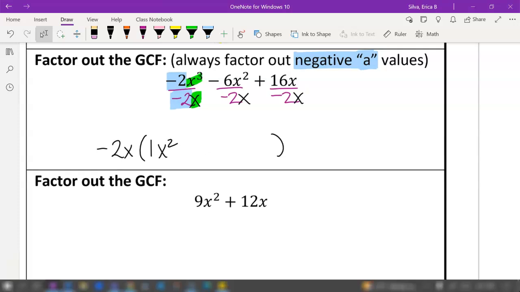Let's go on to the next one. We've got negative 6 divided by negative 2. This is a positive 3, and then x squared divided by x is x. We go 16 divided by negative 2, that's negative 8, and then x divided by x cancel each other out because they're equal to 1.